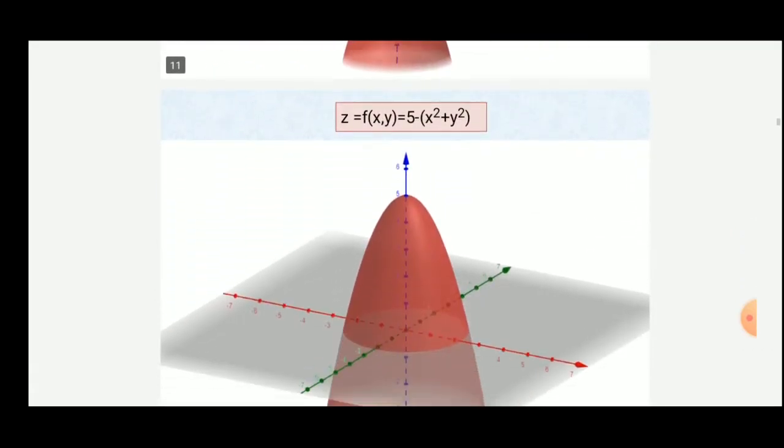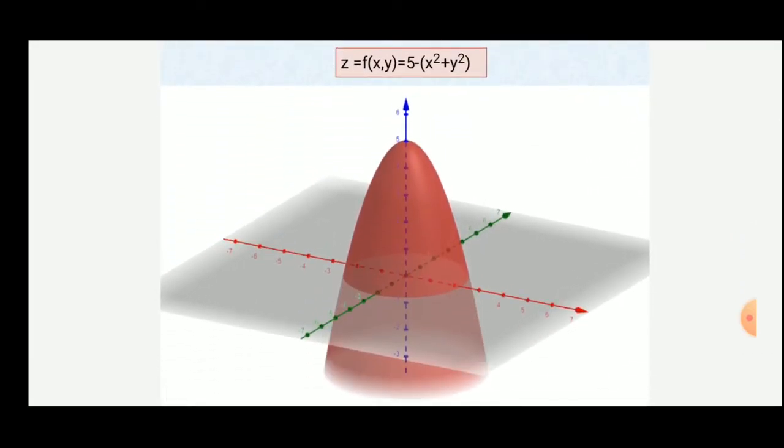The next one is z equal to 5 minus x square plus y square. So the paraboloid in the downward direction, here it is plus 5. So this downward direction paraboloid has to lift in upward direction by distance 5 unit.